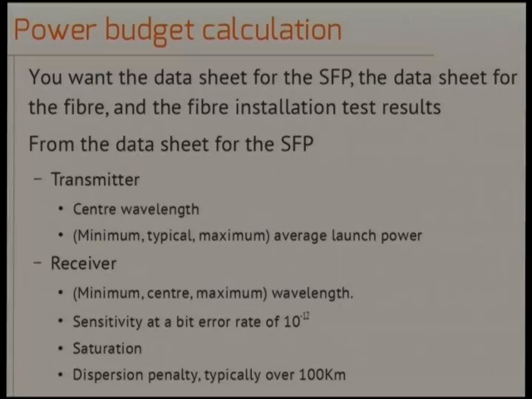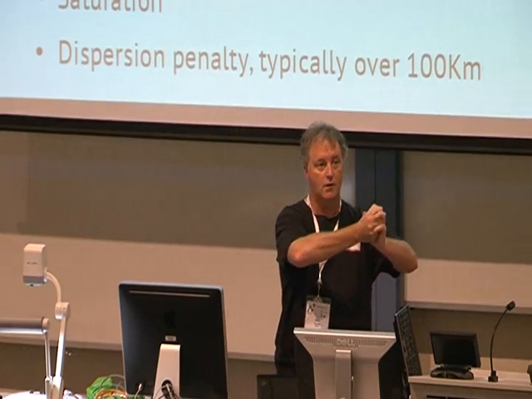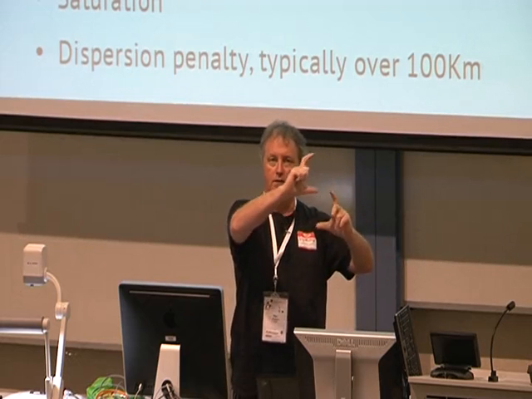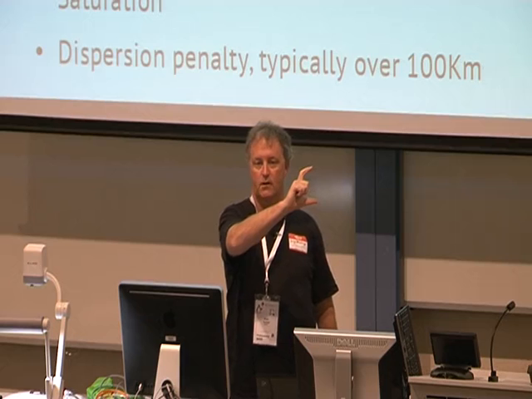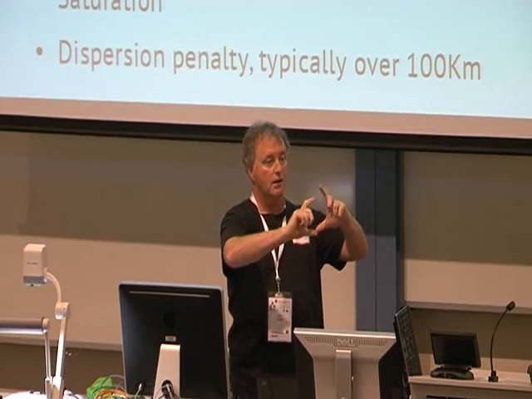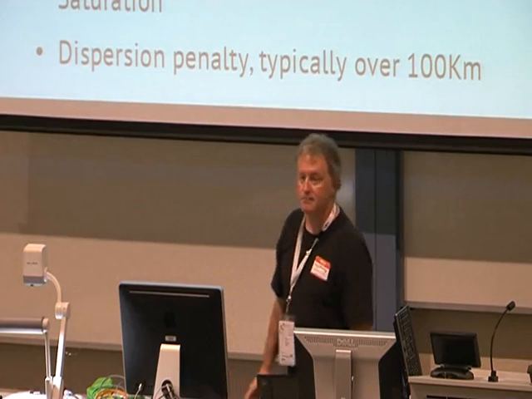The power budget calculation is really simple. You take the documentation for the fibre and the test results for the fibre. You say, what's the worst case signal seen by the receiver? What's the best case signal seen by the receiver? And does that range fit in the receiver specs? If it's above the receiver specs, then we drop it using an attenuator. If it's below the receiver specs, then we go shopping for other SFPs.